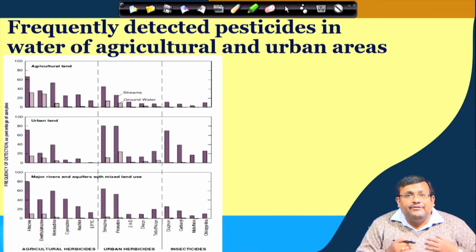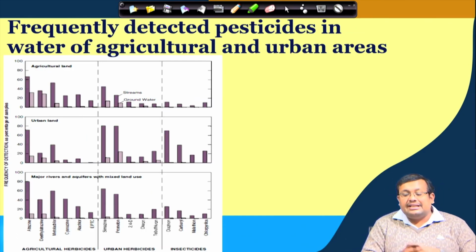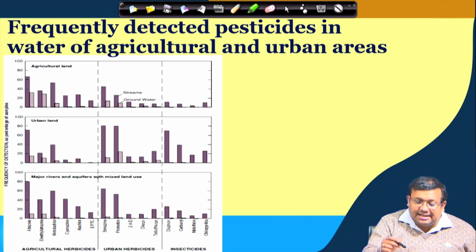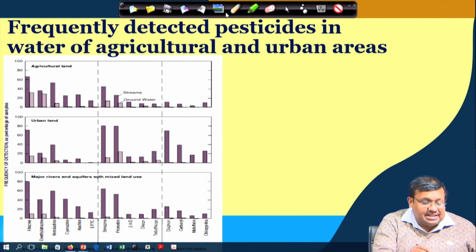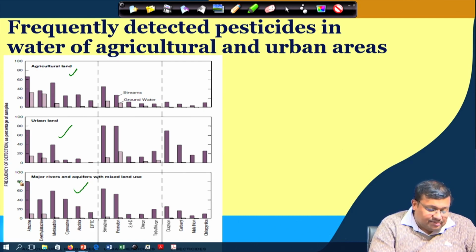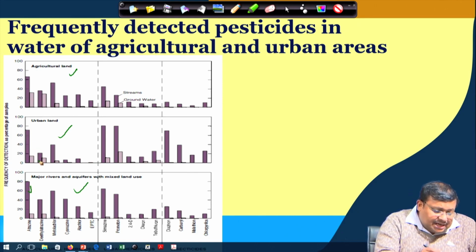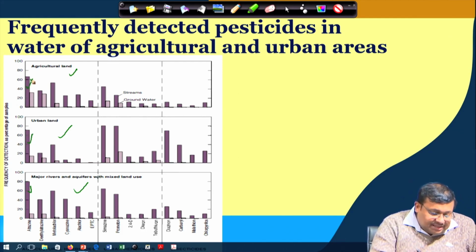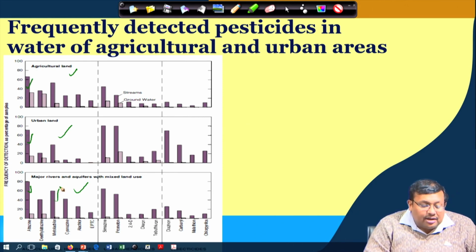If we also see the frequently detected pesticides in water of agricultural and urban areas, some important trends are there. Let us consider agricultural land, urban land, major rivers and the aquifers. You will see that atrazine is highly detected. The frequency of atrazine detection is high in both major rivers and aquifers as well as in urban and agricultural lands, followed by metolachlor and other pesticides.